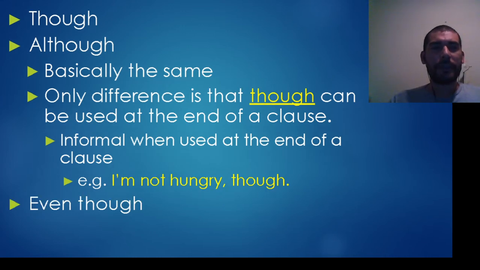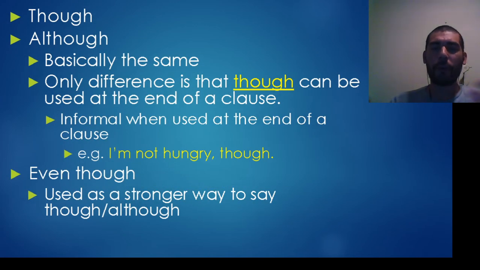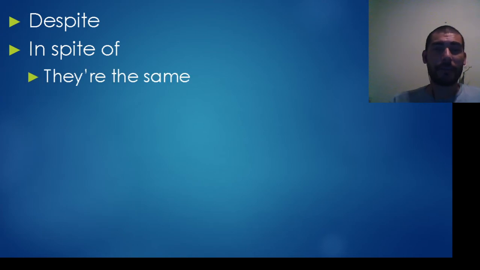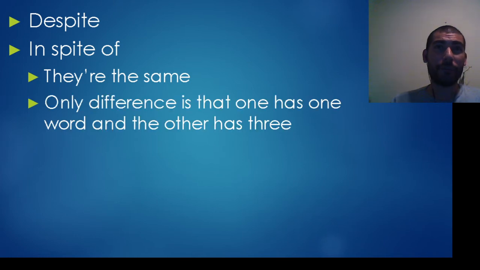Even though is very similar to though and although, the difference is that it's a bit more emphatic. We use it to emphasize the contrast, to emphasize the difference. It's a stronger way to say though and although, but most of the time they have the same meaning. Despite and in spite of have the same meaning. I guess the difference comes down to despite being one word and in spite of being three words.